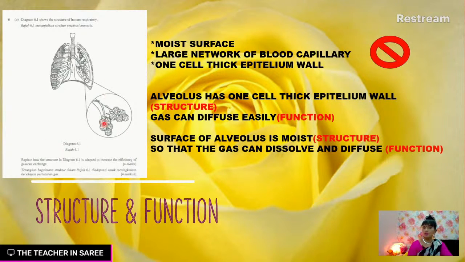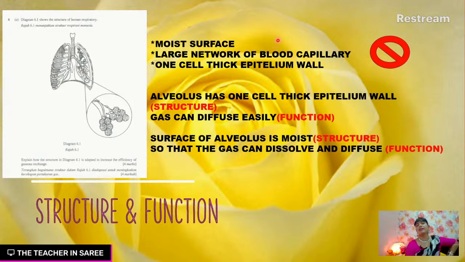Okay. So as usual, I've given the wrong answer. Why and why such answer cannot get you the marks? So this is the big no entry sign that I like to use, to show that this is not how you should answer. Okay, so look at the answer. The student says, "Oh, it has a moist surface." That is true to a certain extent. And a large network of blood capillaries. That is true too. And one thick epithelium wall. That is perfectly true too.